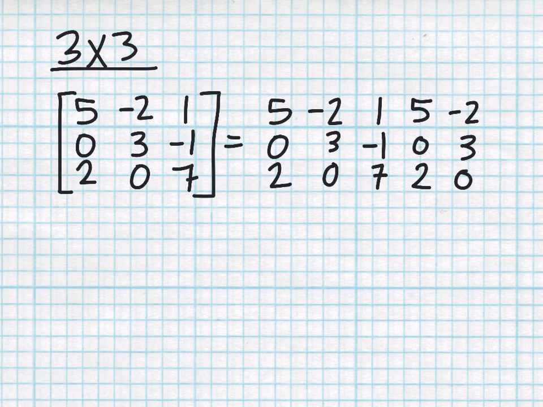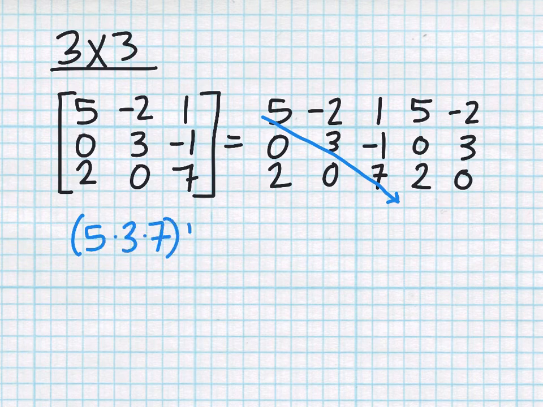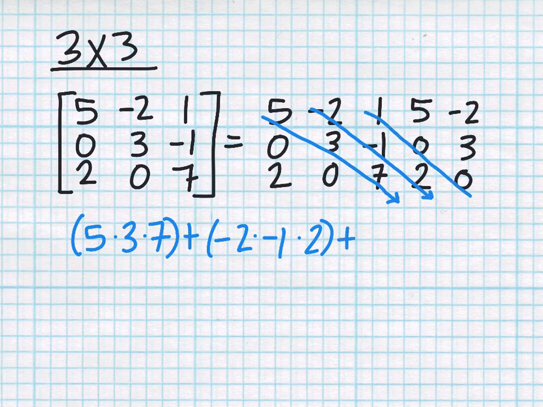So we start with our down diagonals. So I'm going to start with my down diagonal. This one right here says 5 times 3 times 7. And we add all the down diagonals. So plus negative 2 times negative 1 times 2. Add the down diagonals because there's one more. And you only worry about the full down diagonals. So there's only going to be 3 that I add here and 3 that I subtract on the other side. So 1 times 0 times 0.